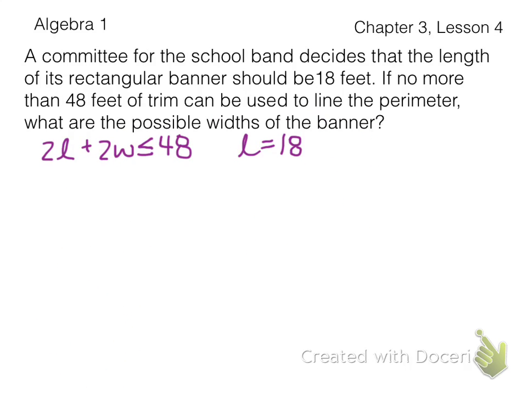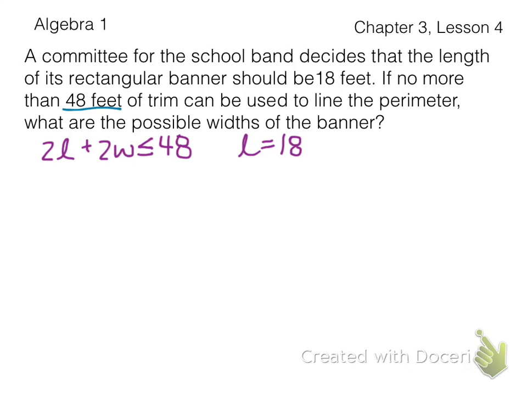Okay. A committee for the school band decides that the length of its rectangular banner should be 18 feet. If no more than 48 feet of trim can be used to line the perimeter, what are the possible widths of the banner? So here's the perimeter equation. Well, our perimeter inequality, since we need to keep it under or equal to 48 feet on the perimeter. We're dealing in feet. Gotta make sure my units are correct.